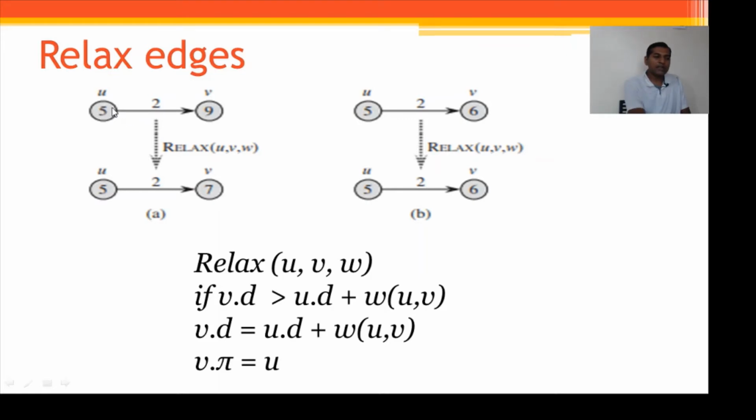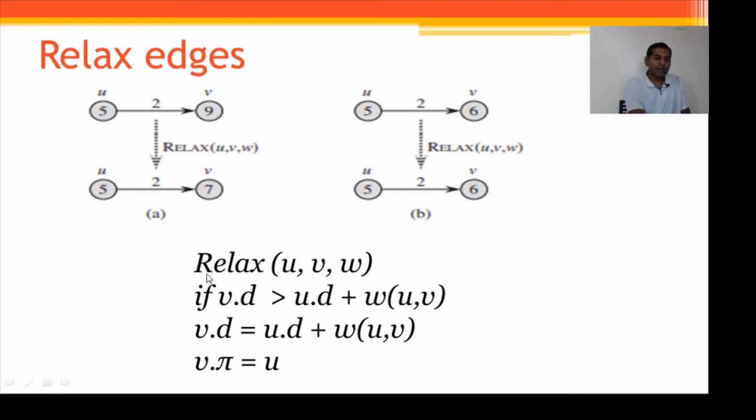Already the distance of u is 5, and we are supposed to find the distance from u to v, that is 5 plus 2, which is 7. But already v has been discovered with the weight 9. So if we are getting a distance 5 plus 2 is 7, which is less than 9, we can relax. We'll apply the relax algorithm on this. 7 distance is far better than 9. So we'll use 7, and this is called relaxation.